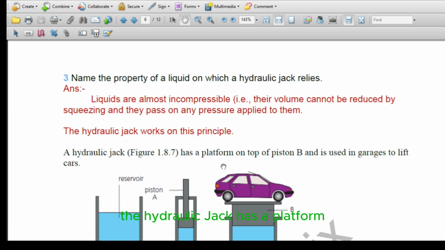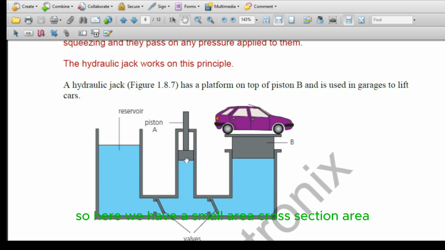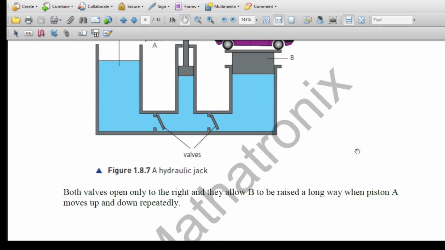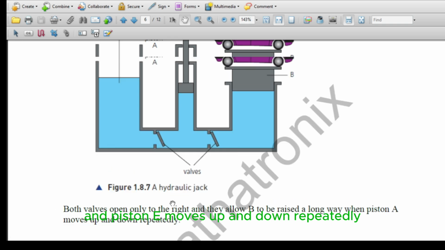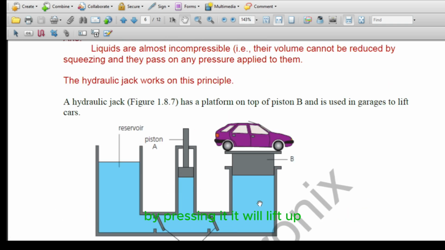A hydraulic jack has a platform on the top of a piston B and is used in a garage to lift a car. So here we have a small cross-sectional area. Here we apply a piston and this lifts a heavy weight. So here we apply a small force in this area and this exerts a high force here because of this larger area, and this way a hydraulic jack works. Both valves open only to the right, and they allow B to be raised a long way when piston A moves up and down repeatedly. By pressing it, it will lift up.